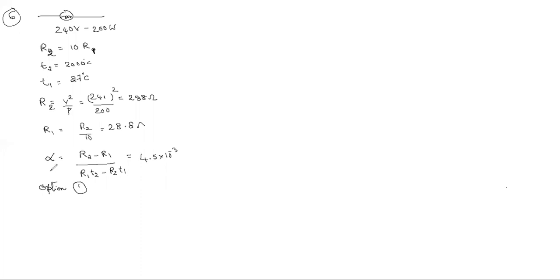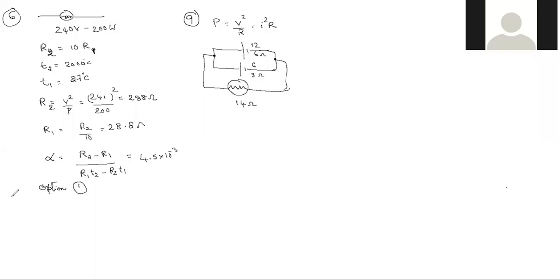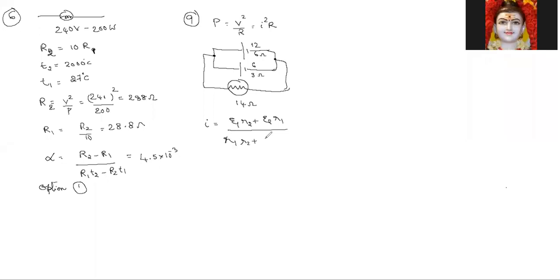Right, good. So if we go to problem number 9, do you remember the formula? I is equal to E1 R2 plus E2 R1 divided by R1 R2 plus capital R into R1 plus R2. Yeah, I think it is better. So straight away you will get the current flowing through the bulb. If you substitute all these values with E1, E2, R1 and R2.